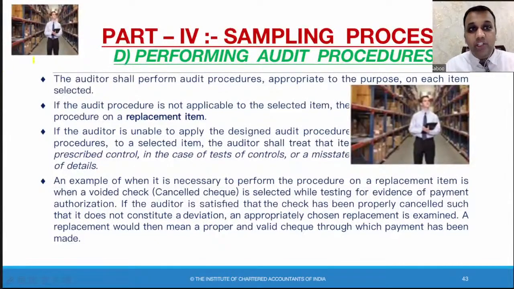So the auditor shall perform audit procedures appropriate to the purpose of his audit on each item selected. If a particular audit procedure is not applicable to the selected item, the procedure should be done on a replacement item.